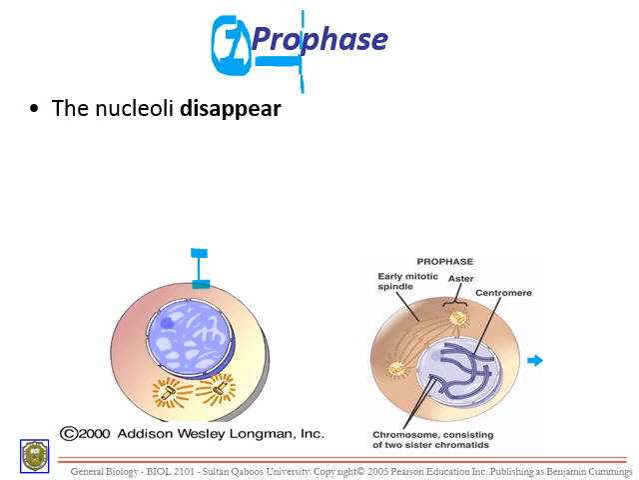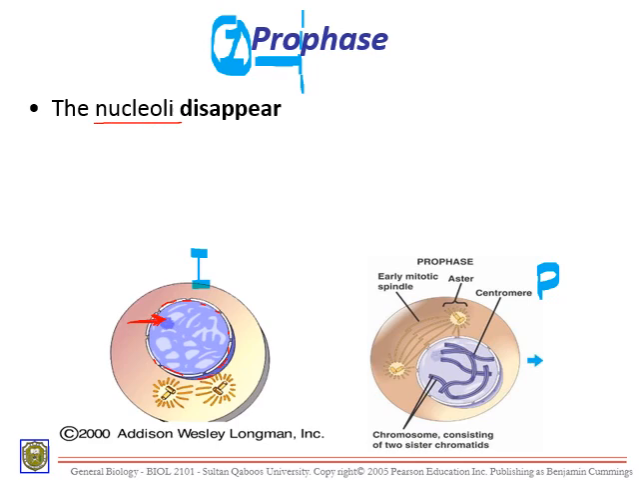The first thing that we notice in this figure is, let me ask you, what is this? Now, this purple ball is the nucleus, right? This is the nucleus. And this inside the nucleus, this is known as nucleolus.